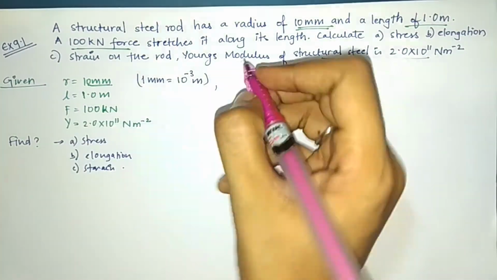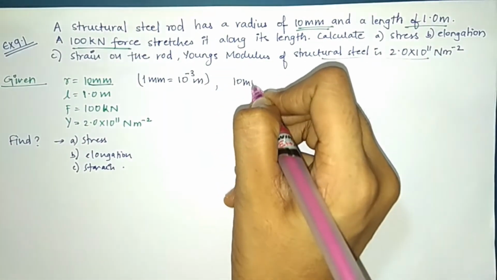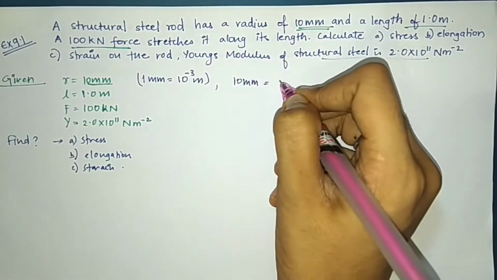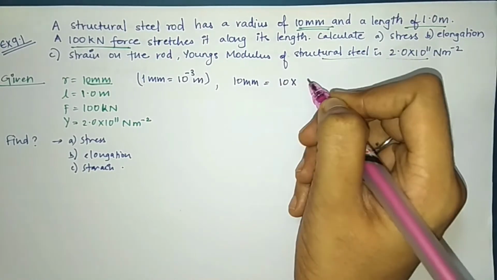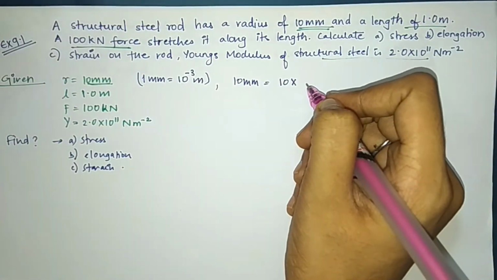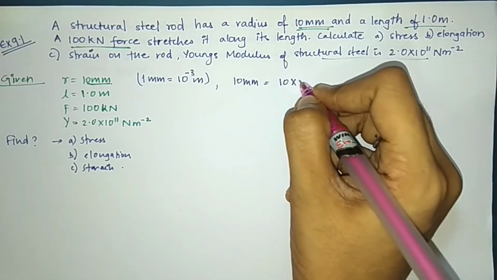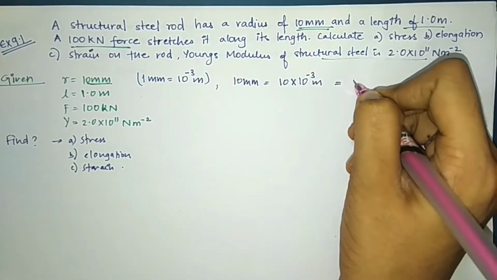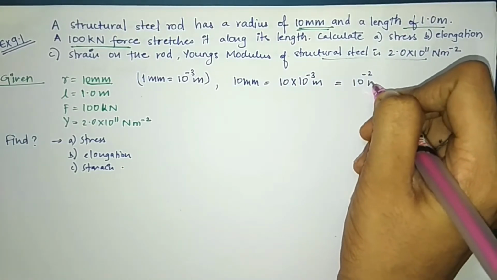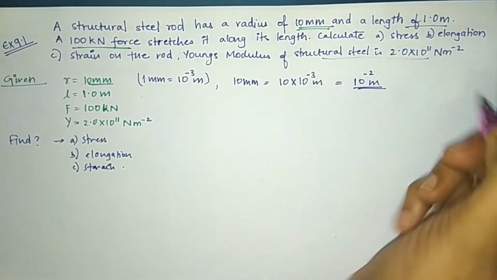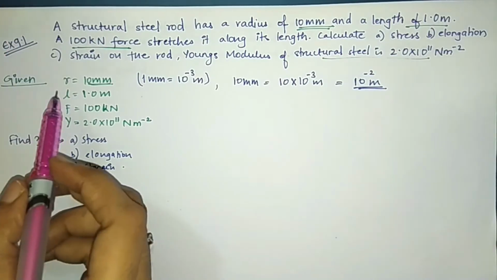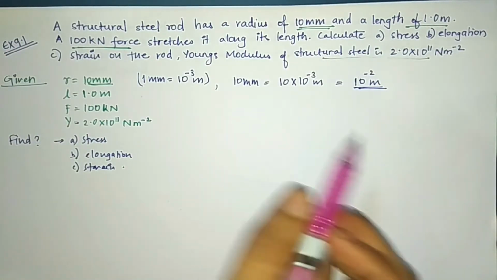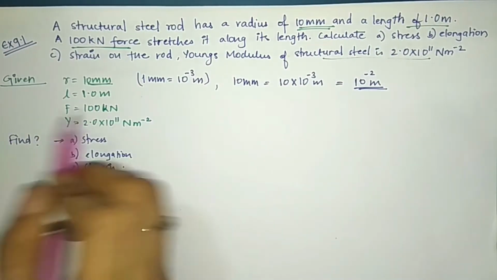We have the radius as 10 millimeter. It can be written as 10 times 1 millimeter, which is 10 times 10^-3 meter, which is nothing but 10^-2 meter. So we have converted the radius, which was in millimeter, into meter. Length is given in meter, so no need to change.